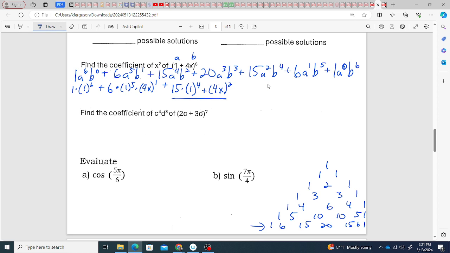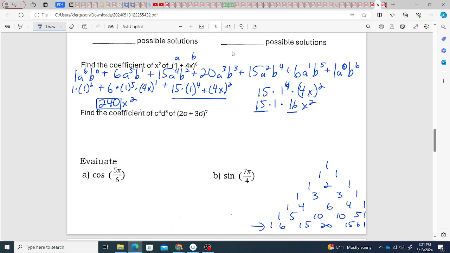So now I'm just going to focus on that. I've got 15 times 1 to the 4th power times 4x to the 2nd power. With 4x, I have to take both of them to the 2nd power. So that's 15 times 1 times 4 to the 2nd power, which is 16. x to the 2nd power is x to the 2nd. So I'm going to have 15 times 16, and 15 times 16, I believe, is 240. So that's 240 x squared. So that is my coefficient.